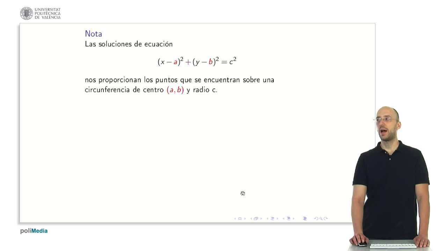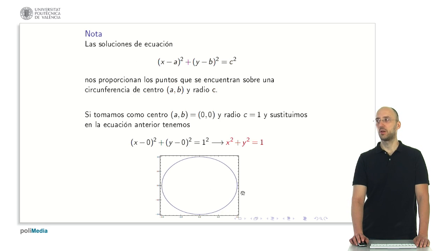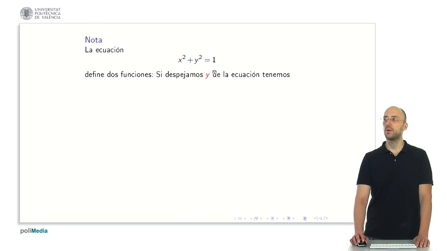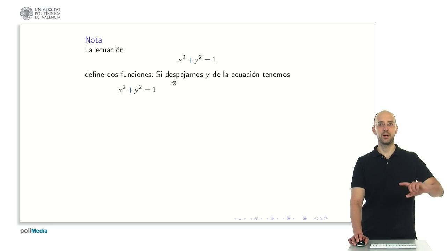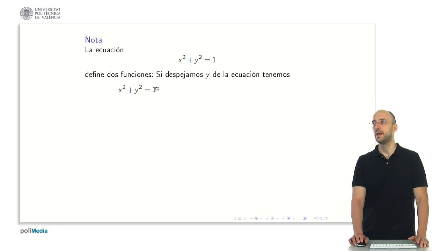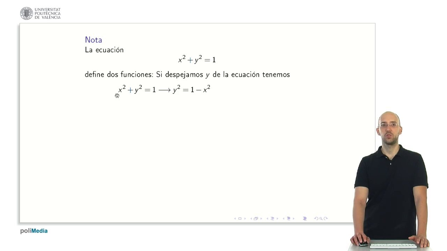We are going to put together the things we know. Look, this equation defines two functions. Allow me to explain this note for a moment. If we solve for y in this equation, we have the following. Let's do a bit of the opposite of what we have done so far. The x squared that is adding on this side, I put it on the other part subtracting. Next, I apply square roots to both members of the equality.